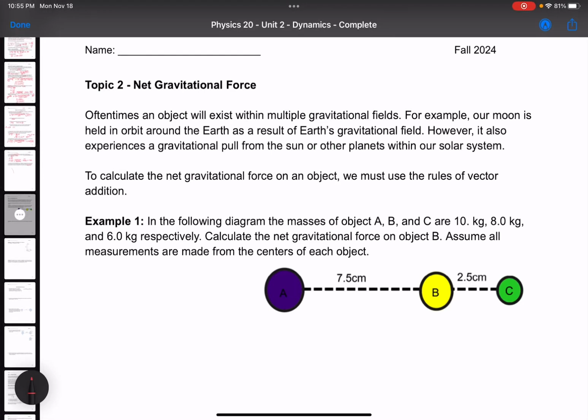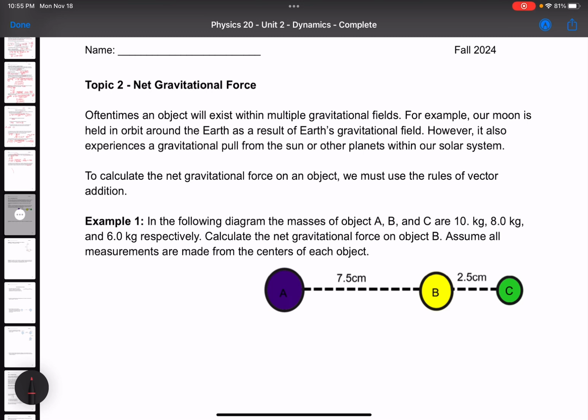Hello and welcome to our video for topic 2 on net gravitational force. So in the last video we looked at calculating the gravitational force between two objects. In this video we'll look at what happens when we have more than two objects applying a force on a third object. Okay, so that's kind of where we'll cap things, at three objects.